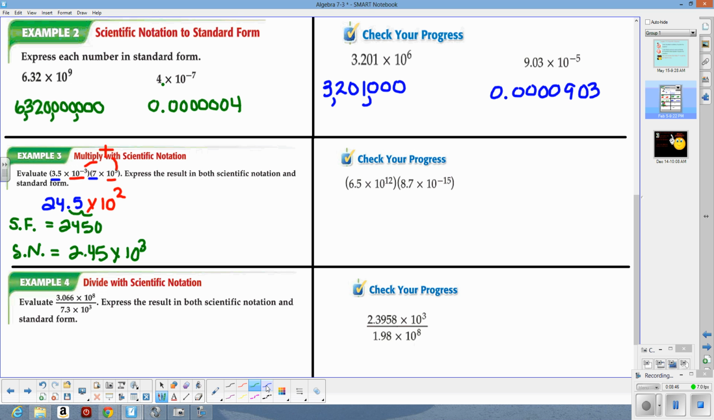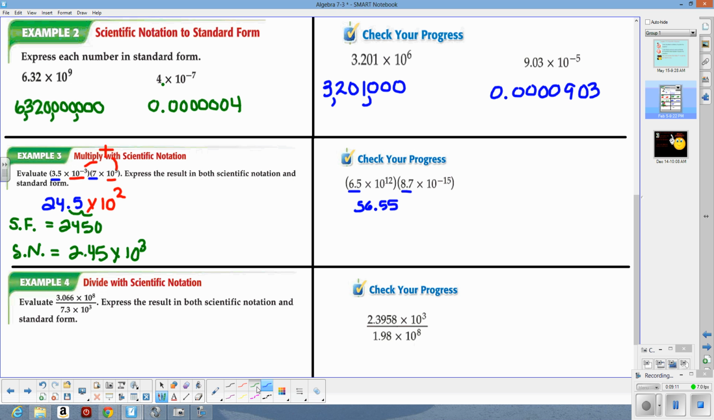You may want to pause the video and try the next one on your own. Again, due to commutative property, we are going to multiply these two numbers together first. 6.5 times 8.7. That's going to be 56.55.